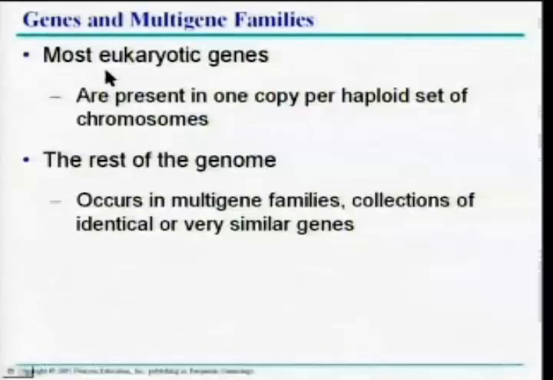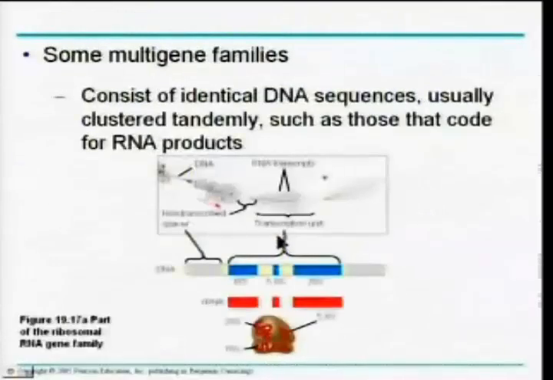We've seen these before. Most eukaryotic genes are present in one copy per haploid set of chromosomes. The rest of the genome occurs in multi-gene families, collections of identical or very similar genes. Some multi-gene families consist of identical DNA sequences, usually clustered tandemly. So that does occur tandemly for certain instances, as I'd started to describe in the prior slide. So genes that do get expressed all the way to the level of protein can occur in tandem in eukaryotes.